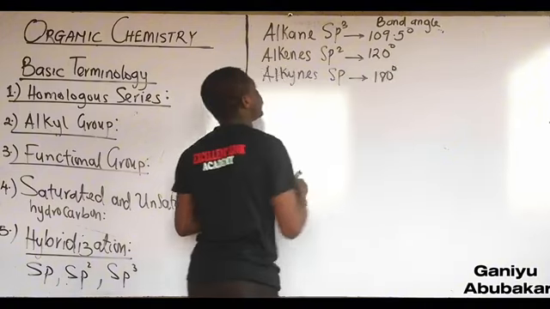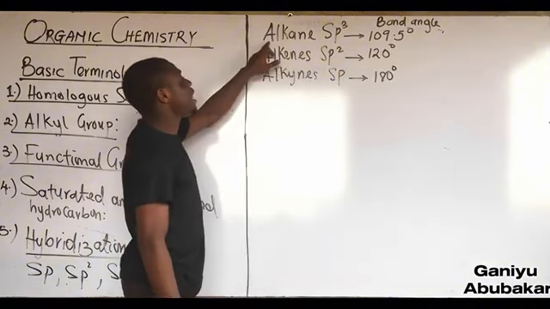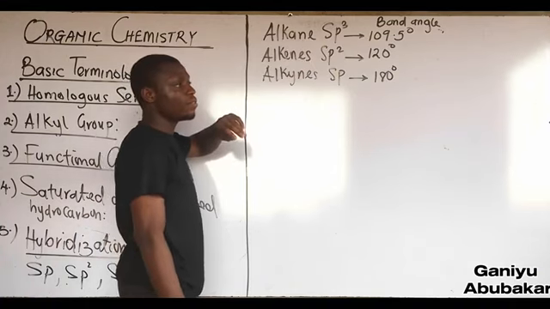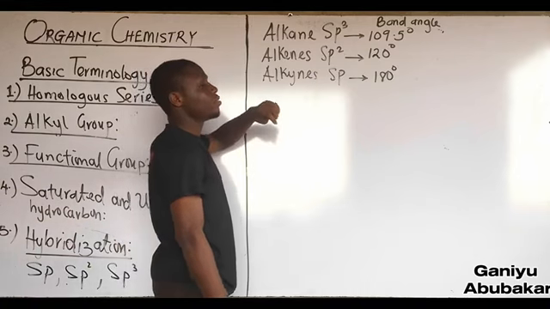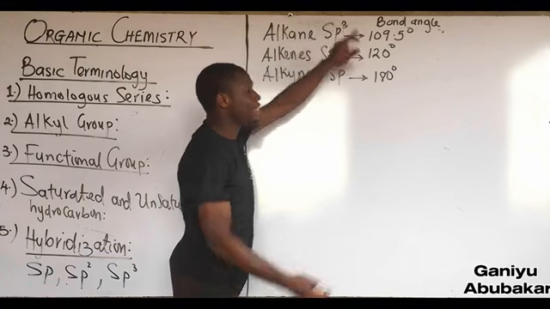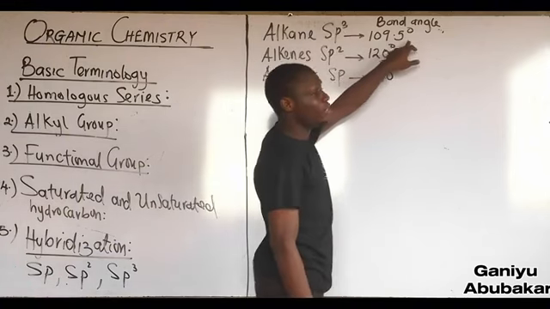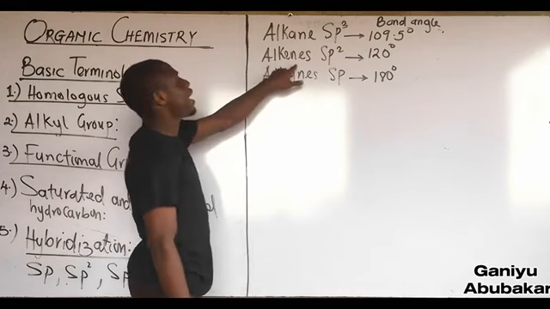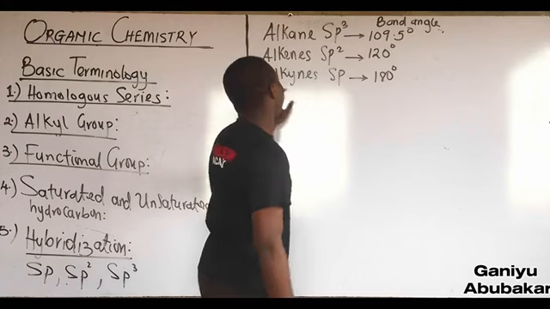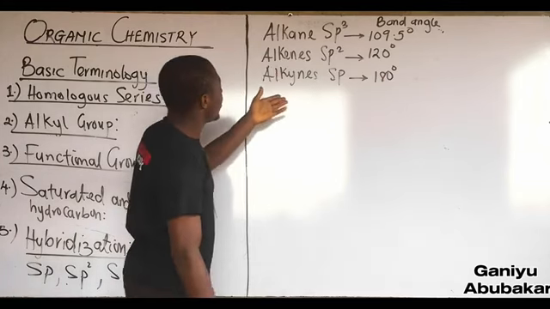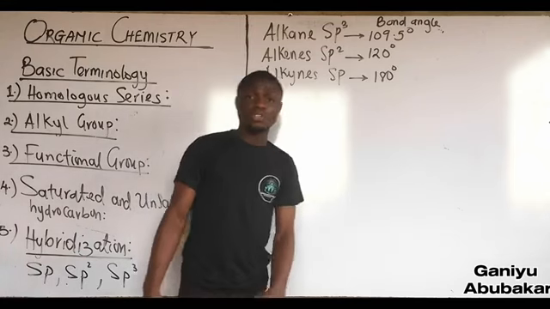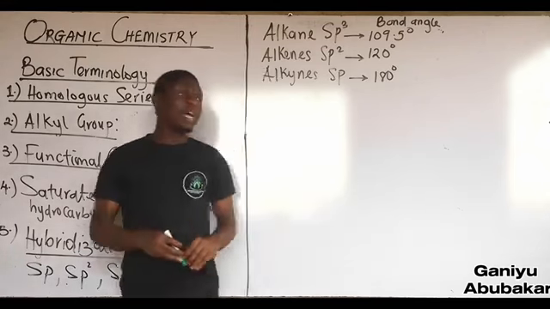So it's good to know that the alkanes are sp3 hybridized and their bond angle is 109.5 degrees. The alkenes are sp2 hybridized, which is 120 degrees, and the alkynes are sp hybridized, which is a 180 degree bond angle. So this is the concept behind hybridization.